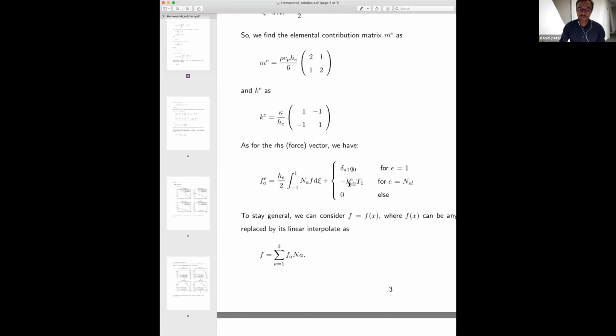Professor, can I say that for the first element here, we have to change the F1 and F2, right? Because then we can say that delta 21 equals 0. So we cancel it. We don't mention it, right?